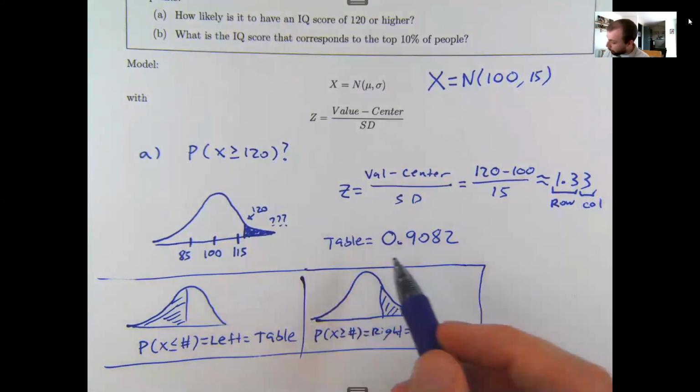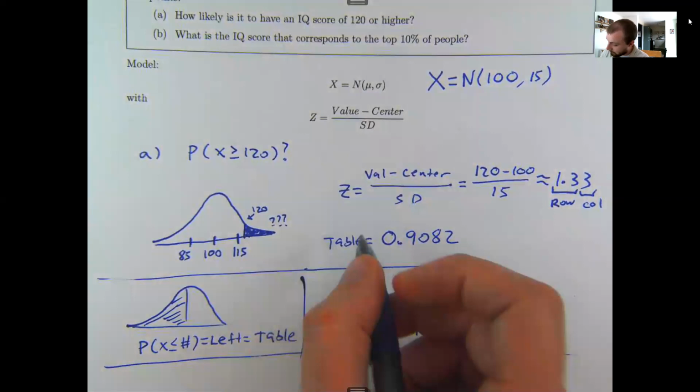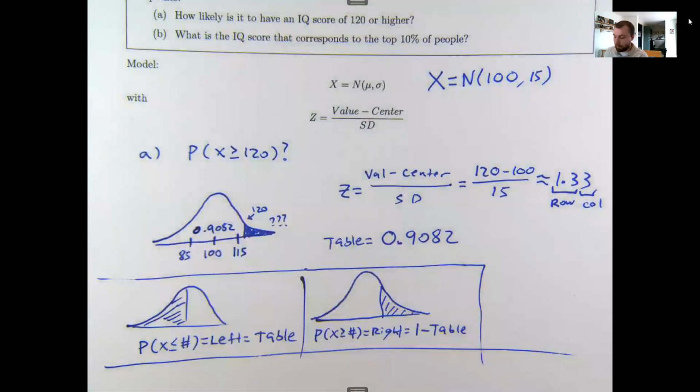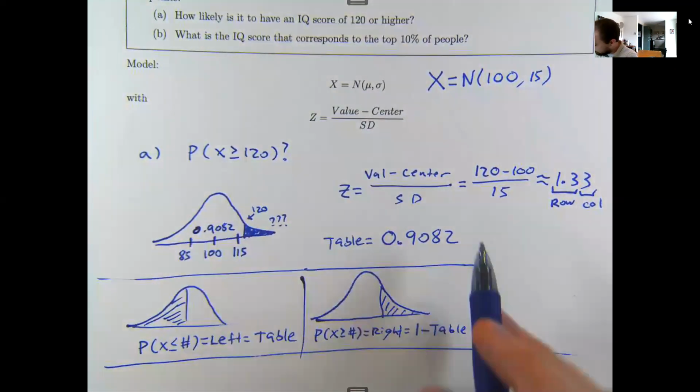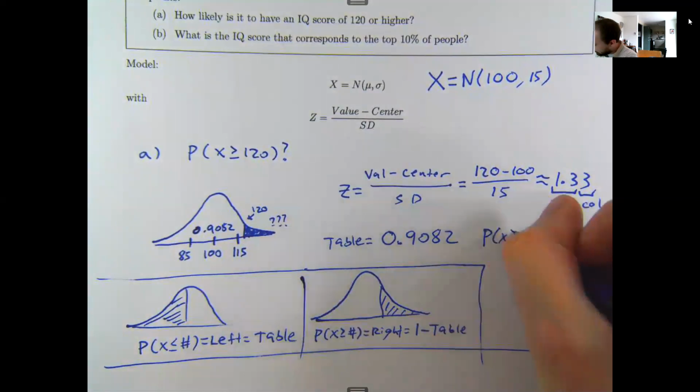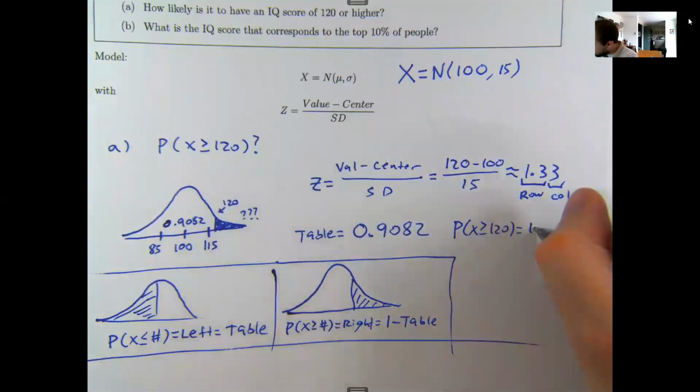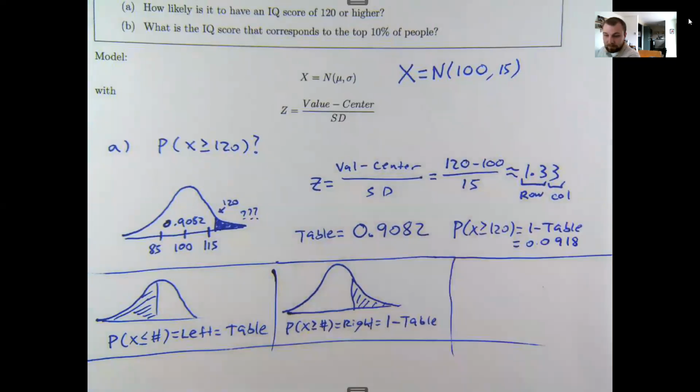So this 90.82%, that's not the size of this tail. That's the size of everything to the left. So if I want the area bigger than or equal to 120, then I want 1 minus this value that I got in the table, which gives me 0.0918. In other words, 9.18% of people have an IQ score of 120 or higher. That's a very high IQ score.